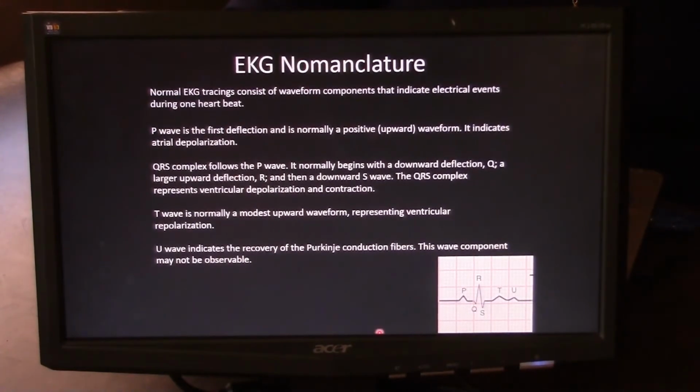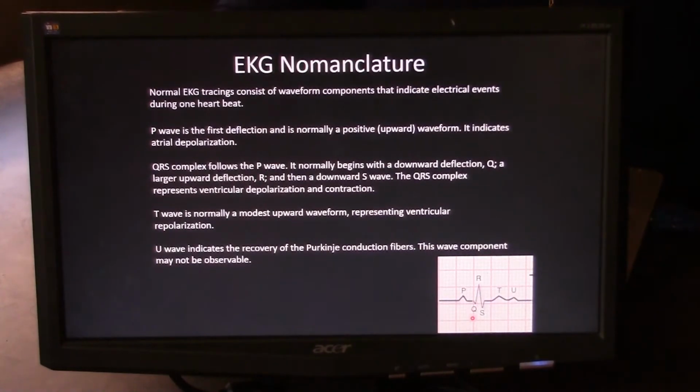You need to understand a few bits of nomenclature before we really get into the meat and potatoes of this video. Now remember that the normal EKG tracings consist of waveform components that indicate electrical events during one particular heartbeat, or individual heartbeat. The P wave right here is the first deflection and is normally positive or upward. It indicates atrial depolarization. It should be rounded and upright, and it should begin and end at the isoelectric line, or the baseline. That is here.